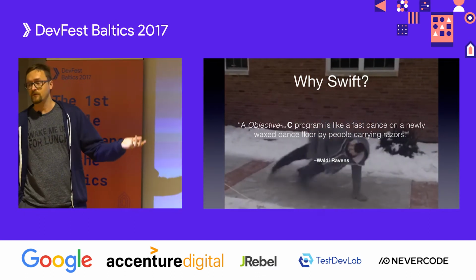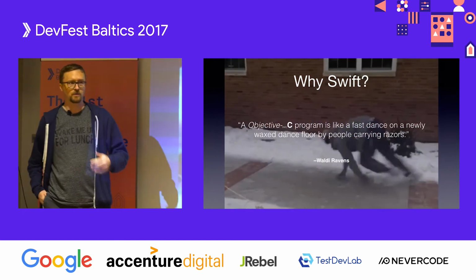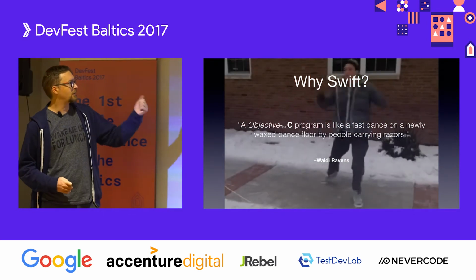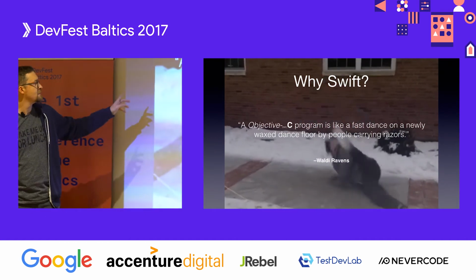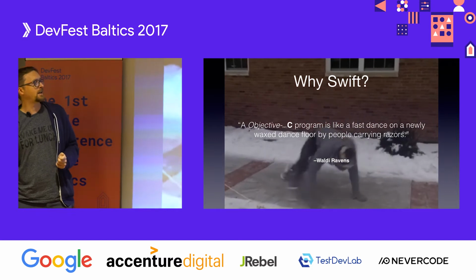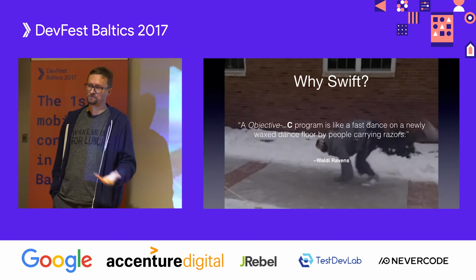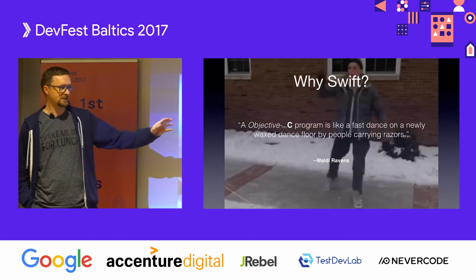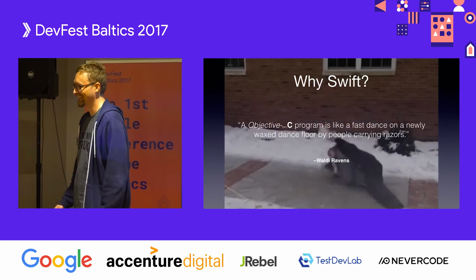Swift is, of course, designed as a better language, more secure, where memory is more constrained. I found this nice quote. I changed it to Objective-C, but it was about C: a C program is like a fast dance on a newly waxed dance floor by people carrying razors. Yeah, that may happen. And I don't know who Valdi Ravens is. I tried to Google it.